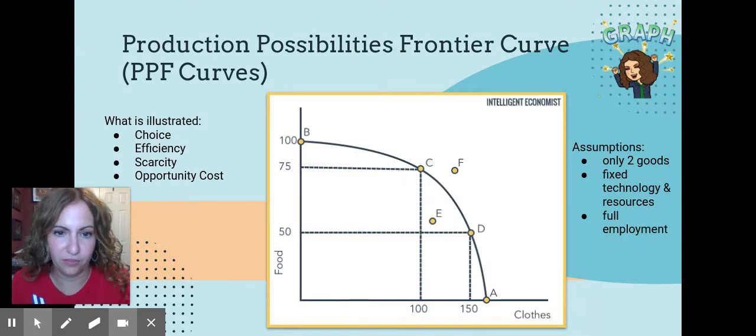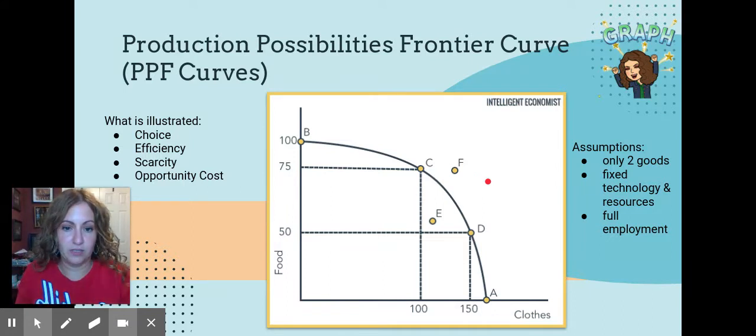Look at point F. That's going to be like 75 food units and, I don't know, like 135 clothing units. We don't have enough resources for that because of scarcity. So we can't do F level of production. It's just not possible. And that's what this graph shows us. What is possible? Production possibilities.